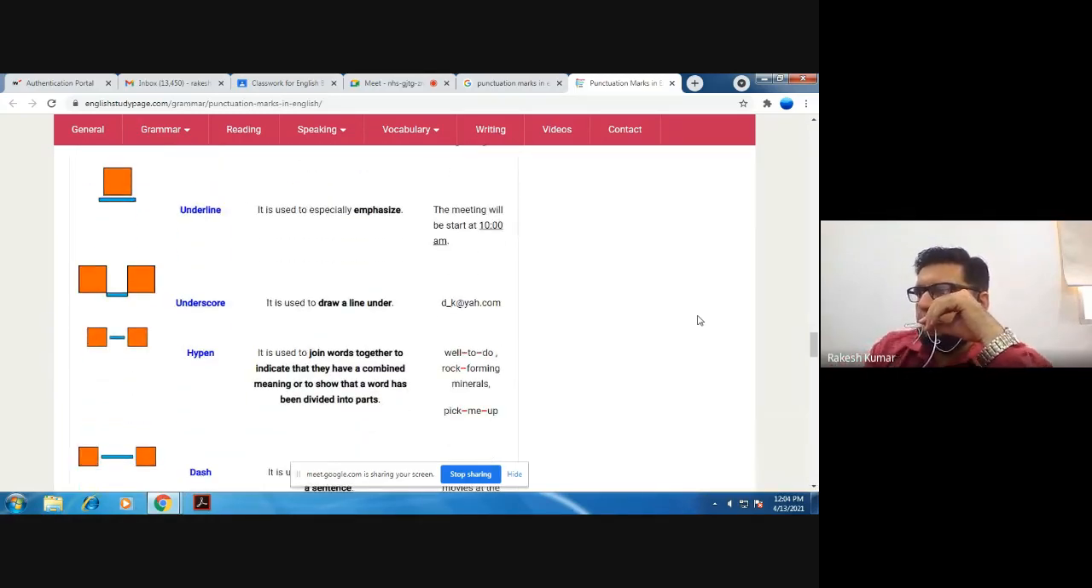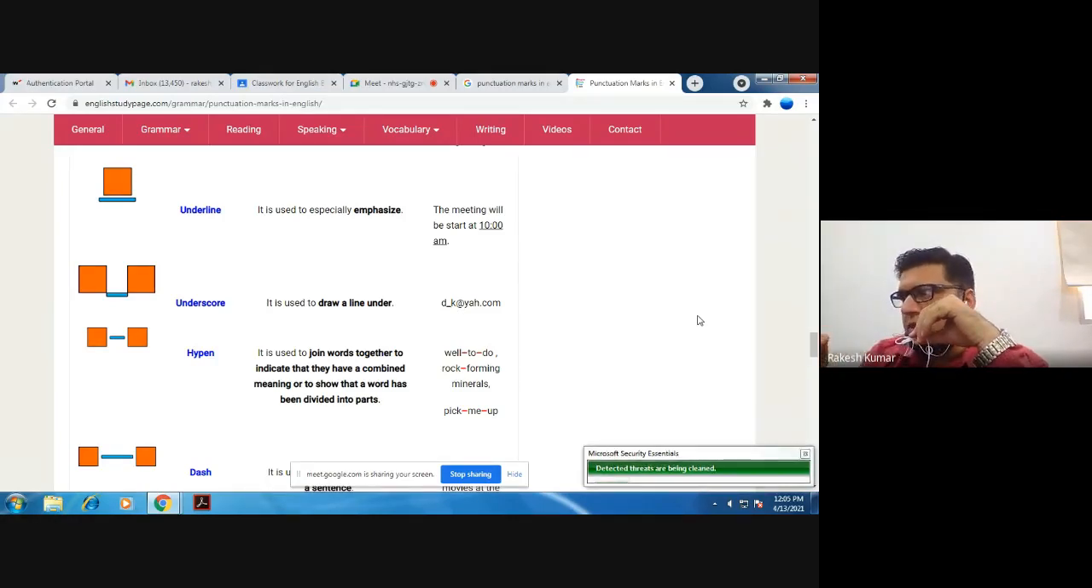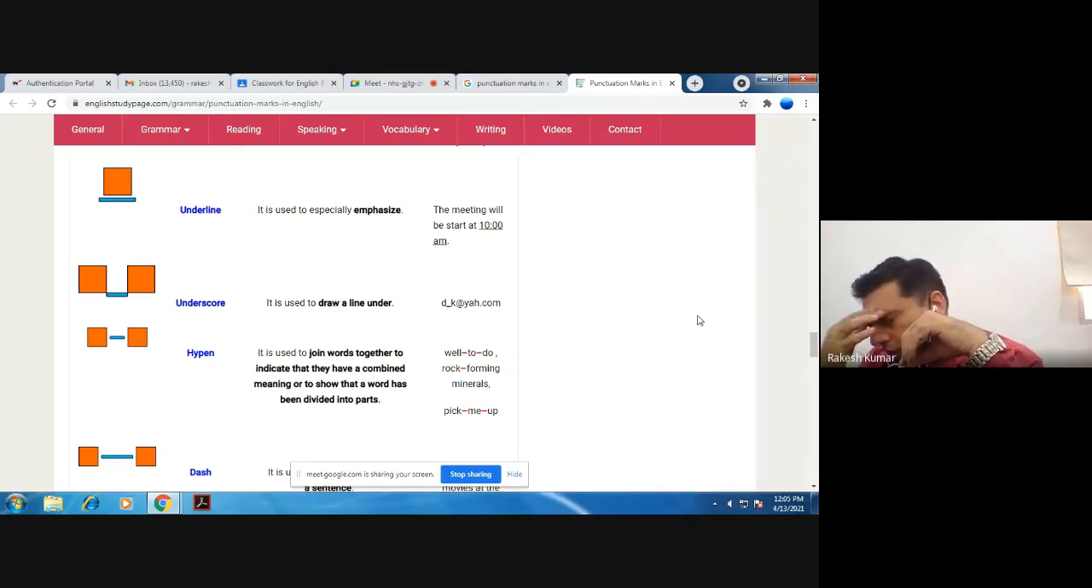Then we have underline. It is used to specially emphasize. Emphasize means when you try to put stress on something. The meeting will start at 10 a.m. It means you are underlining the a.m. or p.m. You are stressing the 10 a.m., so there is a difference. If you just write down 10, it's not clear.